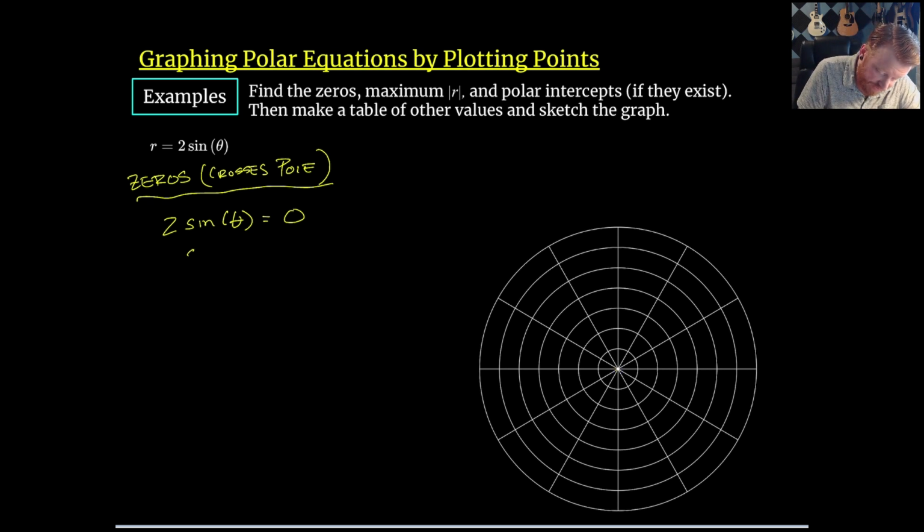We'll divide both sides by 2 when we're looking at where sine of theta is equal to 0. Looking at an inverse sine, we would know that that is theta equal to 0 or pi. So as we plug in values here for theta, we will see that at 0 and at pi, we will be going through our pole here.